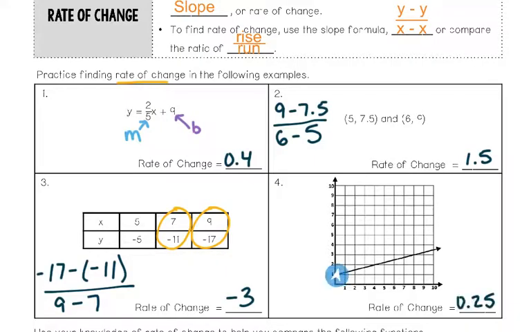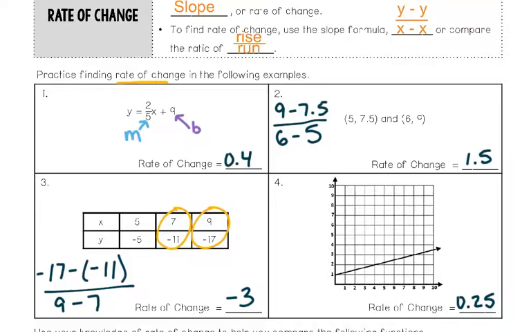Since the slope goes up 1/4, you could have written 1/4. I wrote the rate of change to be 0.25. 1/4 and 0.25 are the same thing, both a quarter. So we just practiced finding the rate of change from a few different formats of functions. But today's all about comparing functions.